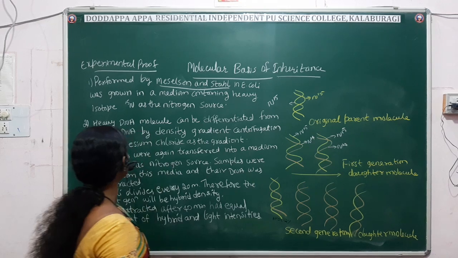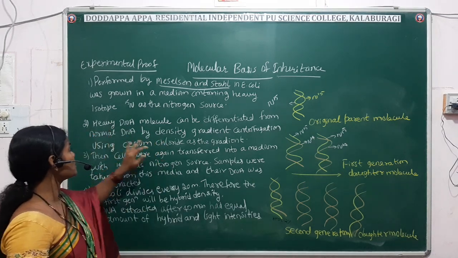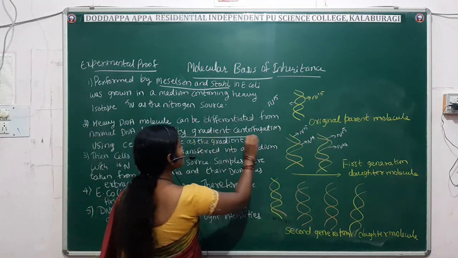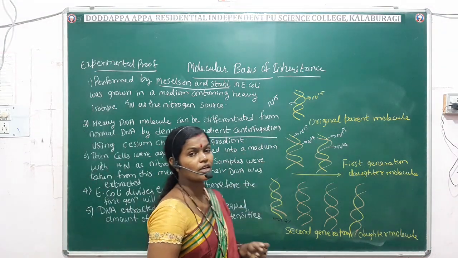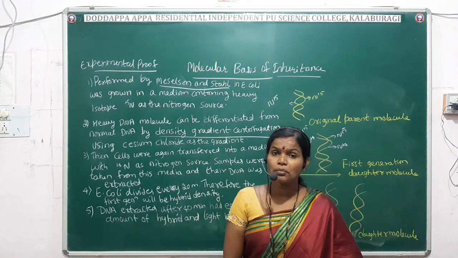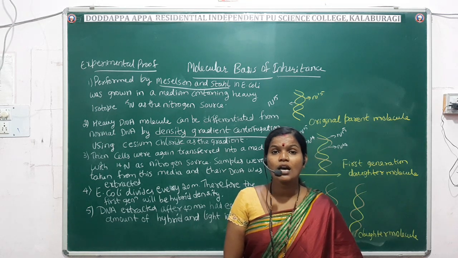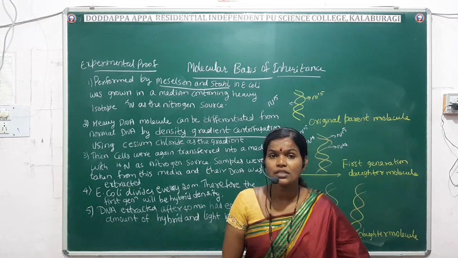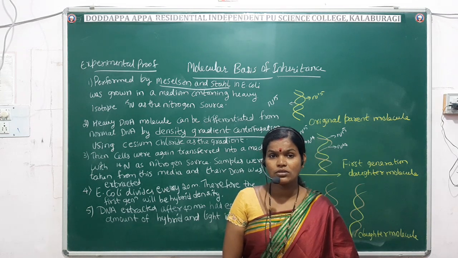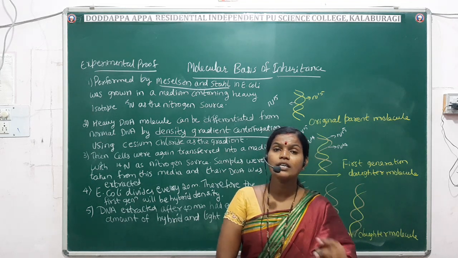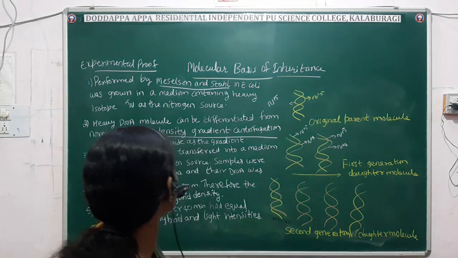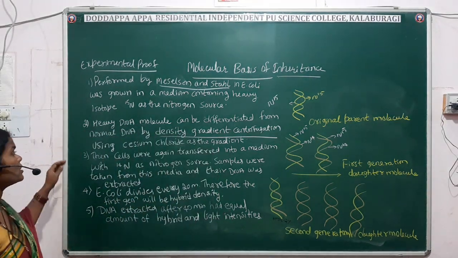See here, heavy DNA molecule can be differentiated from normal DNA by density gradient centrifugation. What does this density gradient centrifugation mean? It is a variation in the temperature and maybe the concentration. This process may increase the generation or may decrease the generation.